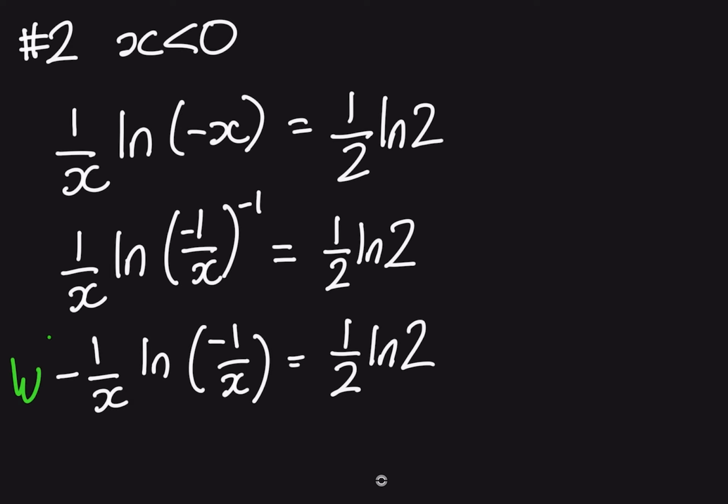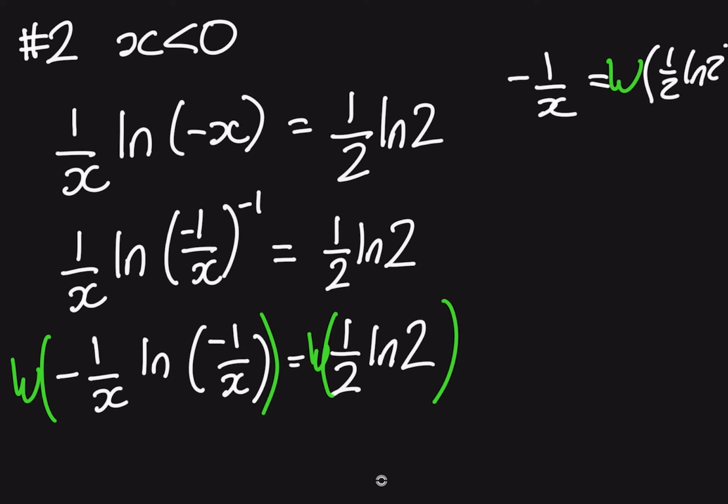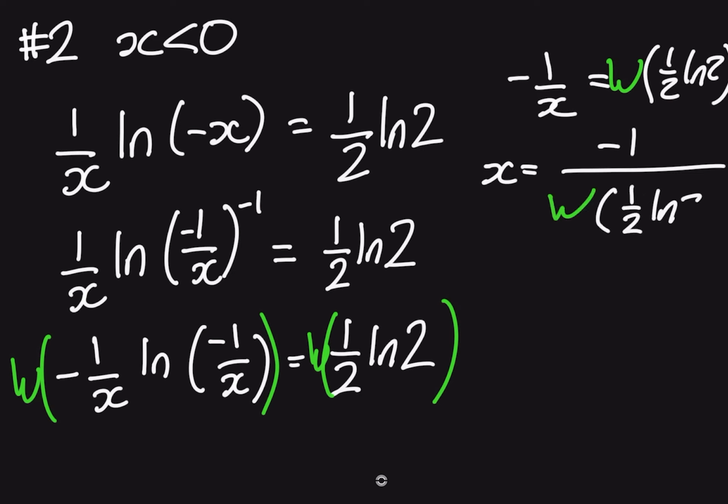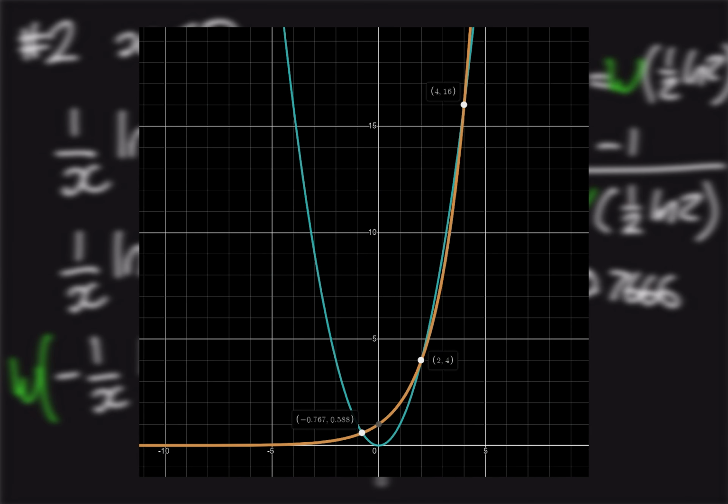Now we can apply our Lambert W function to both sides, and we'll get that negative 1 on x is equal to the Lambert W function of a half ln 2. Therefore, x is going to be equal to negative 1 on the Lambert W function of a half ln 2. And this gives an answer of negative 0.7666. So there are our three solutions for 2 to the power of x equaling x to the power of 2.